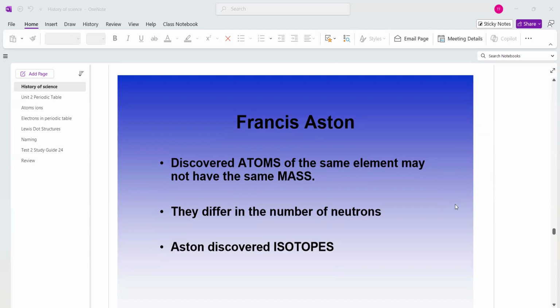Aston put that together, the concept of the neutron, and said, well, we can have carbon 12 and carbon 14. The chemistry of carbon between carbon 12 and carbon 14 is the same, but they don't weigh the same. So those two carbons are considered isotopes. So isotopes differ in the number of neutrons. Chemistry is the same. So Aston, isotopes.